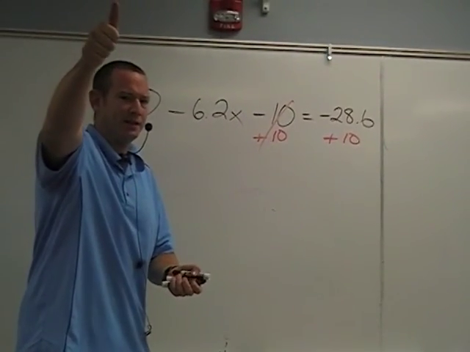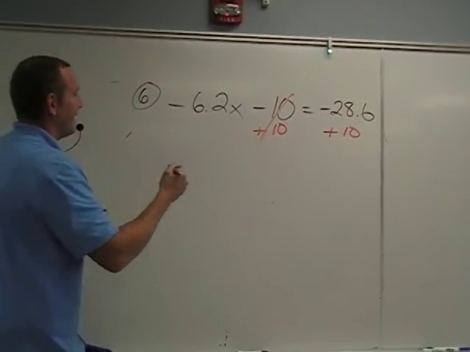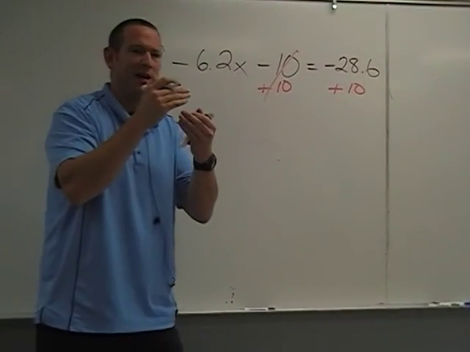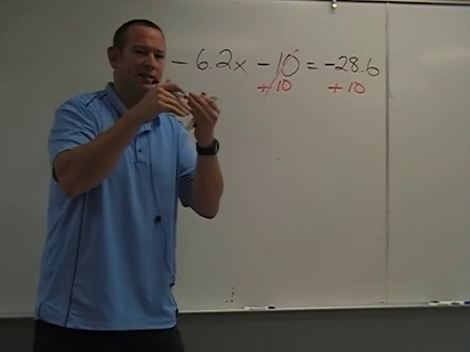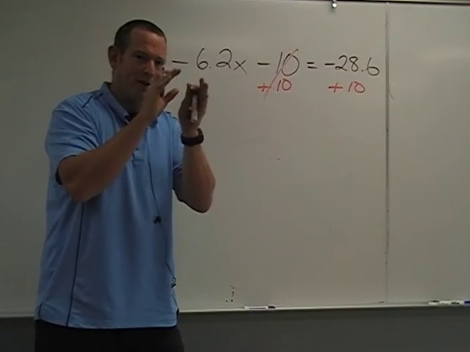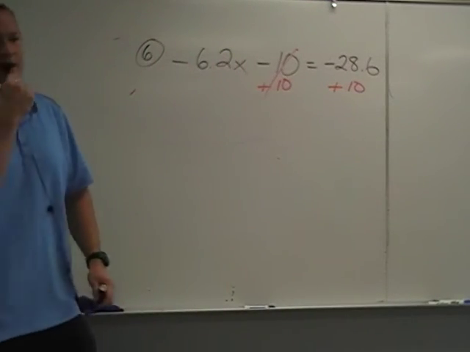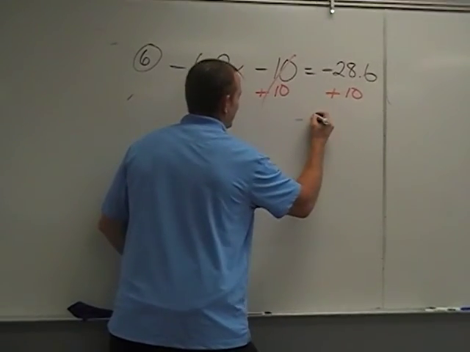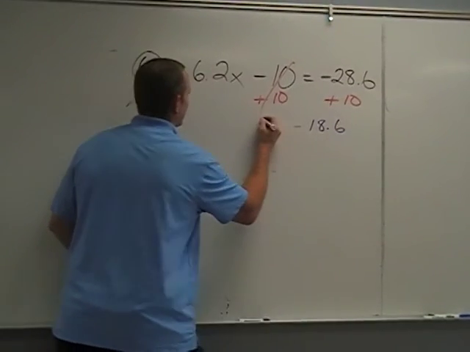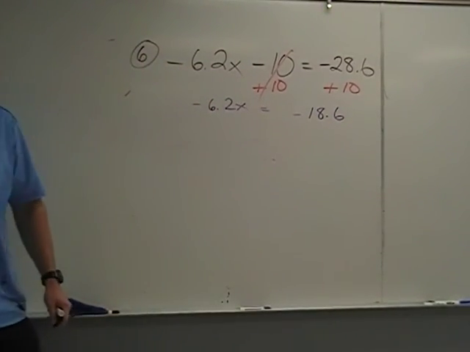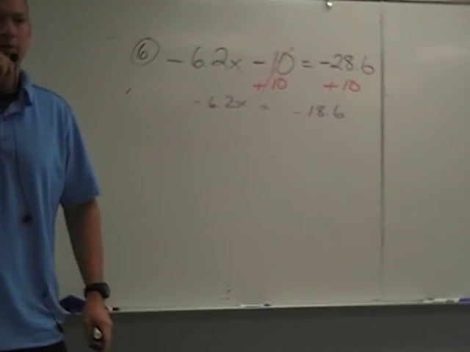Thank you for participating. I appreciate that. That was great. Oh, I got that wrong. Thank you, Angelo, for showing us a mistake. That was designed on purpose to see if we weren't there with our integers. Same sign added keeps, different sign subtract. I'm not going to sing it for you. This is negative 18.6 equals negative 6.2x. We should actually already have our answer, technically speaking.